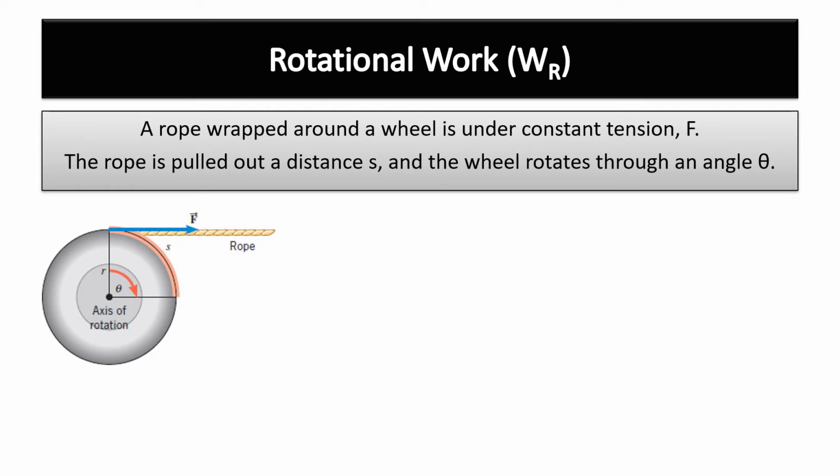If you remember back to Unit 8, Work, Power, and Energy, we talked about work first. So it says a rope wrapped around a wheel is under constant tension F. The rope is pulled out a distance s, the arc length, and the wheel rotates through an angle theta. Okay, so it looks like you're exerting a force over a rotational distance.